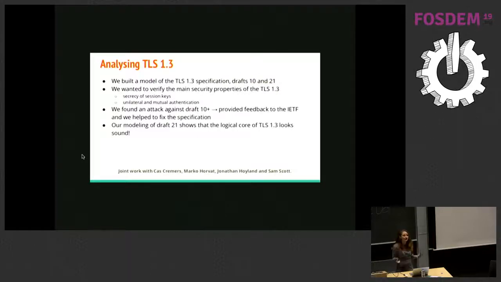So what did we do with TLS 1.3? We built a model of the TLS 1.3 specification, on drafts 10 and 21. We wanted to verify the main security properties of TLS 1.3. So that's looking at the secrecy of session keys and the unilateral and mutual authentication. We found an attack in what we call draft 10 plus. So this is when we wanted to add something extra that was meant to be included in draft 11. And this provided feedback to the TLS working group, and we actually helped fix the specification. And then we updated our model to reflect draft 21 and showed that the TLS 1.3 specification was actually quite sound, or the logical core of it at least.